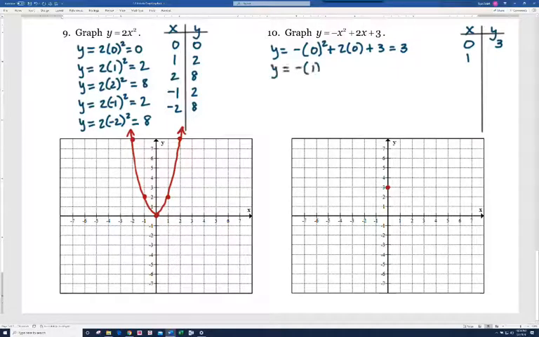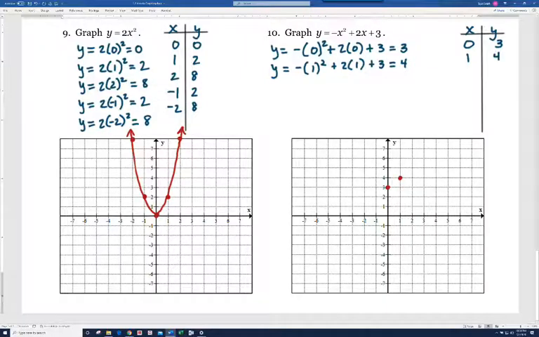If we plug in 1, here you've got to be careful. You're squaring the 1, which is 1. 1 squared is 1. And then you're applying the negative. So this part right here is -1 plus 2. Well, that's 1 plus 3. We're going to get 4 here. So 1, 4 is on the graph.